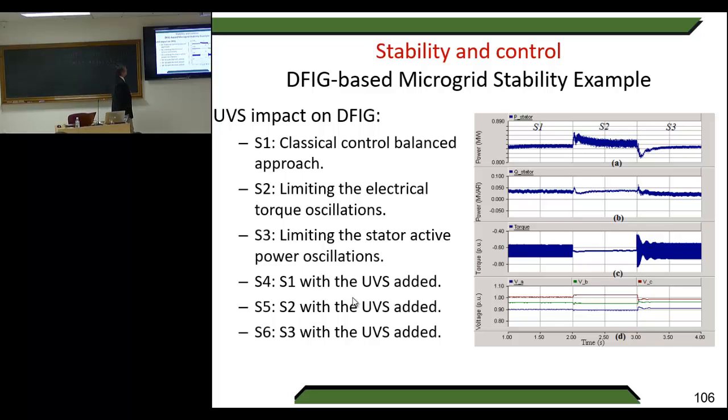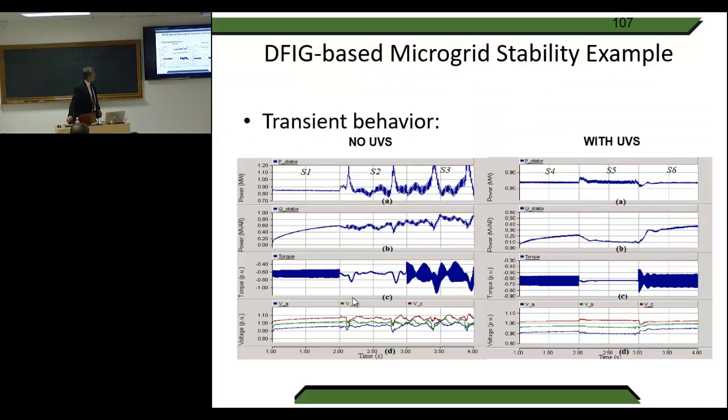Here you can see the classical control scheme is S1 for the first time period. Then limiting the electrical torque oscillations, the second, and limiting the stator active power oscillations. If you add S4, S5, and S6, which is in the next picture, I think, you can see the different behaviors, and it's a clear connection between the limits that you impose and the strategy. Here you can see S4, S5, how it evolves with the different strategies, making a much better behavior of the system with this voltage stabilizing strategy.